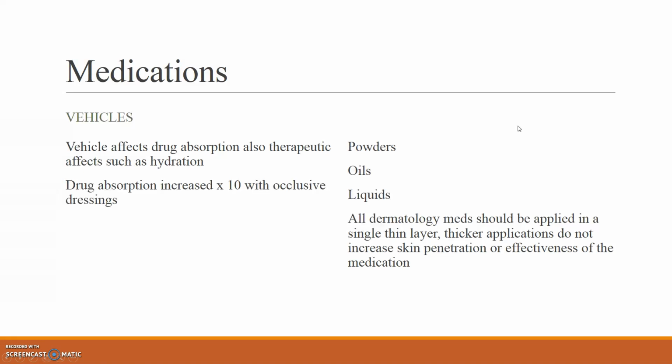Let's look at vehicles, because we know they affect drug absorption, and there are also therapeutic effects of the vehicles, such as hydration and cooling effect. Interestingly, drug absorption is increased about 10 times with occlusive dressings. So people who occlude a steroid over a plaque of psoriasis could potentially get 10 times the potency. Vehicles that we generally talk about are powders, oils, and liquids. All dermatology meds really need to be applied in a single thin layer. We need to tell patients over and over, thicker application doesn't increase skin penetration or the effectiveness of the medicine. So, one thin layer.